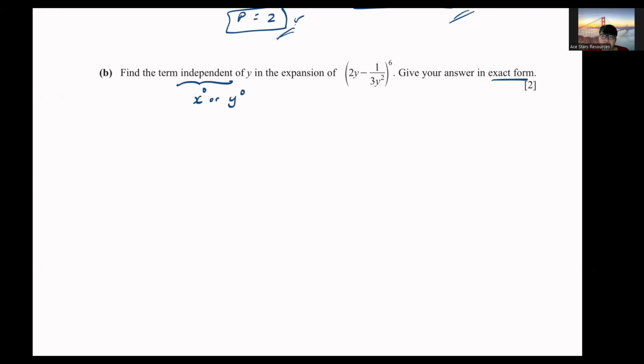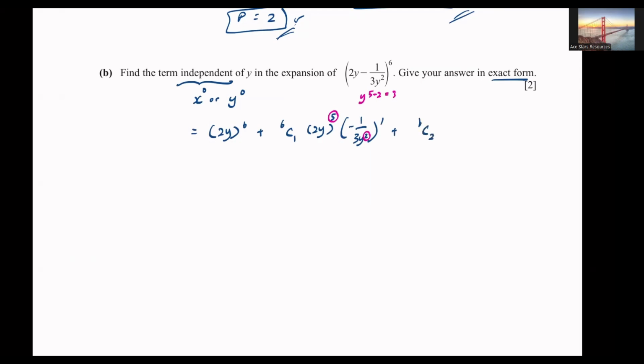Okay, you can try to expand step by step. Open up the bracket using the binomial theorem. (2y) to the power of 6, plus, and from here 6C1. Make sure you check the power carefully. This is to the power of 5 divided by y squared, so the outcome will be y to the power of 3, since 5 minus 2 is 3. So it doesn't work.